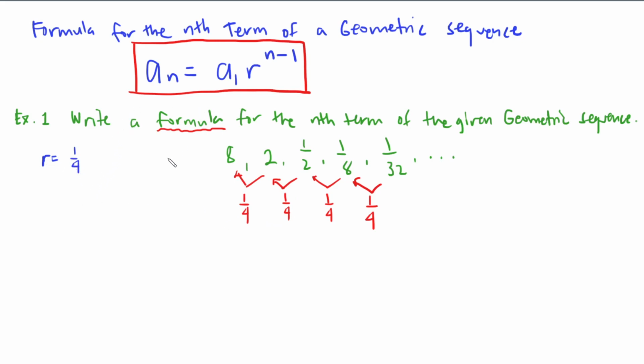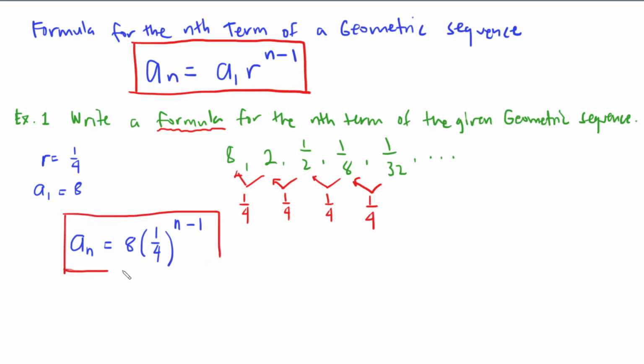So, may iba pa ba tayong parameters na available? So, meron yung a sub 1. a sub 1, according to the given, is 8. So, we can now determine yung a sub n. Okay, so that will be a sub n equals a sub 1, that is 8, r is 1 over 4 raised to n, since nth term, so n minus 1. Okay, so meron pa ba tayong pwedeng ayusin dito? I guess wala na. So, ito na yung ating final answer.